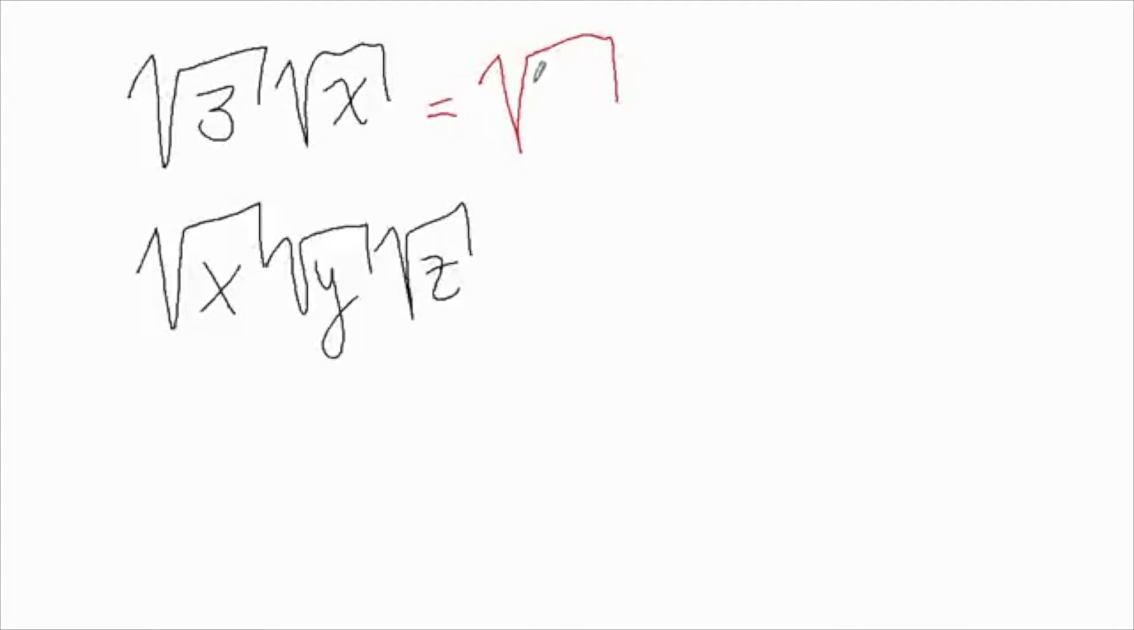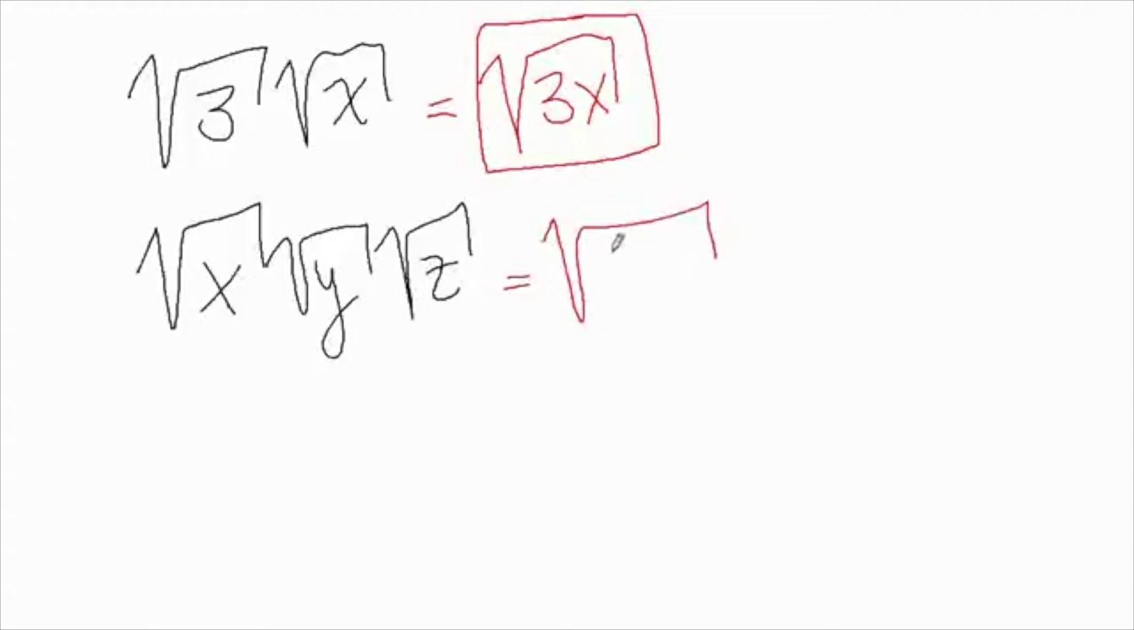So the first product simplifies to the square root of 3x. The last product, you can do any pair of radicals first and then multiply that answer by the remaining radical. So this one simplifies to the square root of x times y times z.